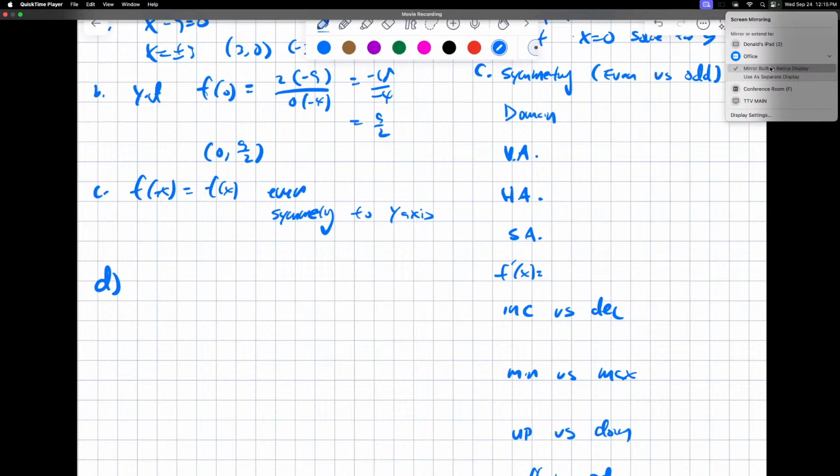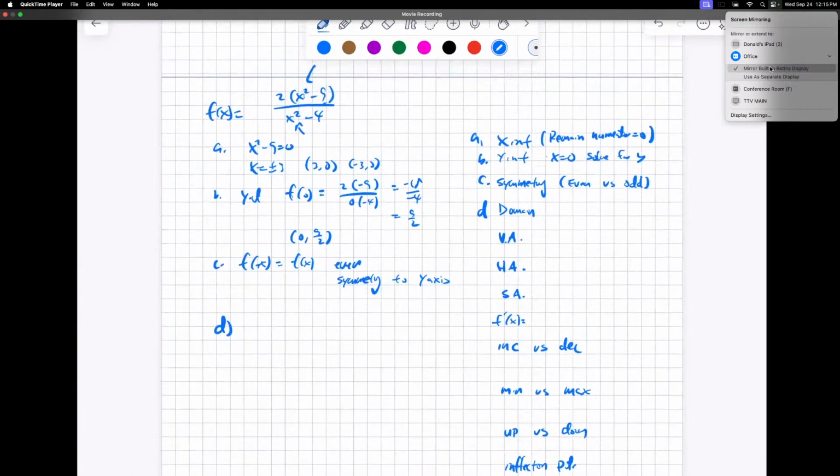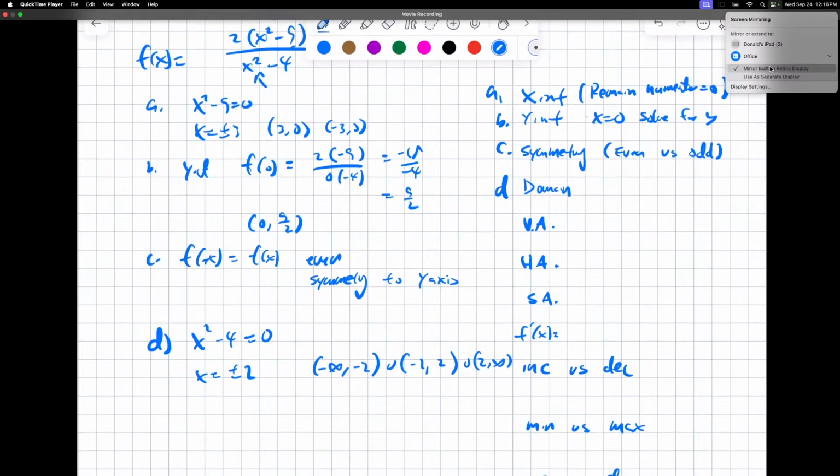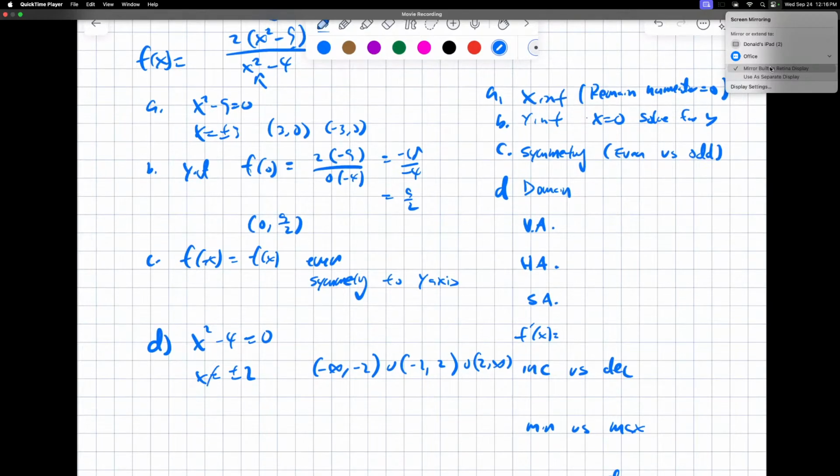D, domain. Domain and vertical asymptote really go hand in hand, because usually for domain you look at the denominator. The denominator cannot equal 0. So in this case it'd be negative infinity to negative 2, union from negative 2 to 2, and the union from 2 to infinity, because x cannot equal plus or minus 2. A vertical asymptote happens when the denominator equals 0, so x equals plus or minus 2. So there are 2 vertical asymptotes.